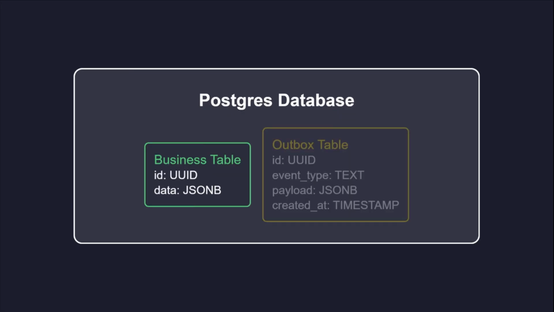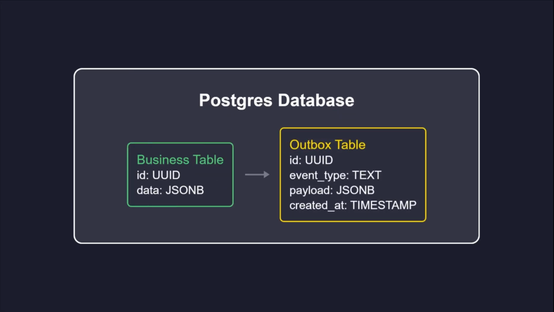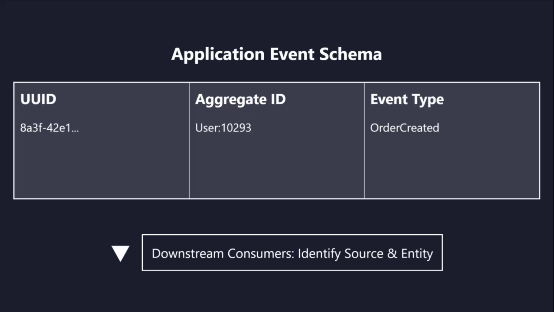Create a dedicated table named Outbox in your Postgres schema. This table acts as a temporary buffer for events that need to be propagated to other services. It must be part of the same database used for business data. Include columns for a universally unique identifier, an aggregate identifier, and the event type. These fields allow downstream consumers to identify the source of the change and the specific entity that was modified within your application domain.